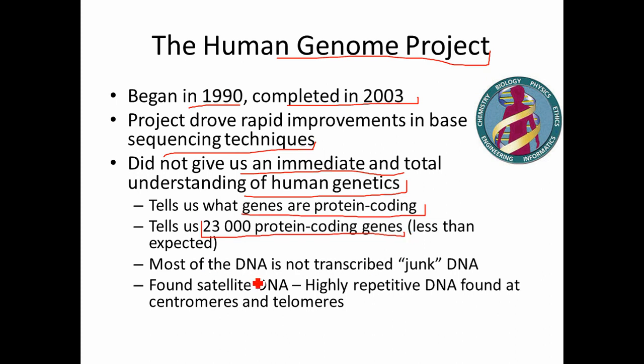Most of the DNA is not transcribed and is generally referred to as junk DNA, but we now know that it is not actually junk DNA and will actually help with transcription of protein coding genes. They also found a lot of satellite DNA, which is considered highly repetitive DNA, found towards the centromeres and the telomeres, which are the ends of the chromosome.